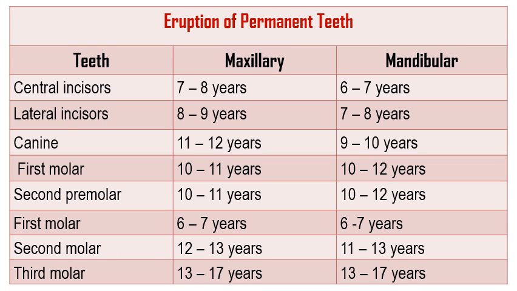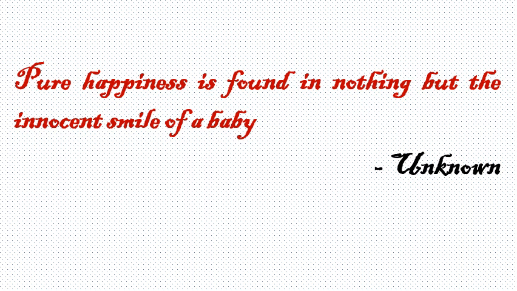So third molar, there is no difference, both maxillary and mandibular region at the same time it starts erupting, that is around 13 to 17 years of age. So this is about the eruption time period of permanent teeth both in maxillary and mandibular region. So this is about the dentition in children, regarding temporary dentition and the permanent dentition. Thank you.